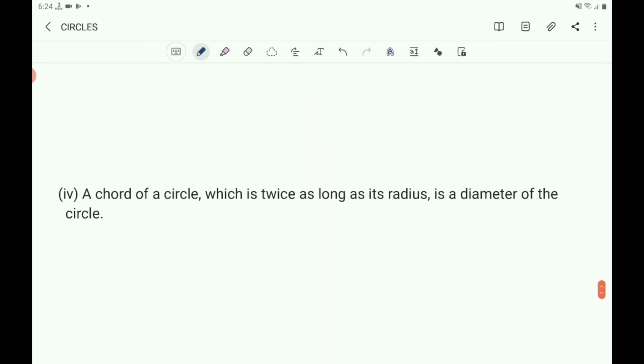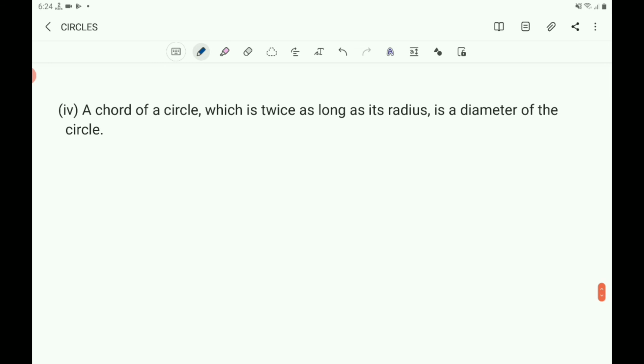Now let us take the fourth one. A chord of a circle which is twice as long as its radius is a diameter of the circle. Yes, it is true. Because you know that diameter is twice of the radius and diameter is also chord. Then you write the answer here. Answer, it is true.